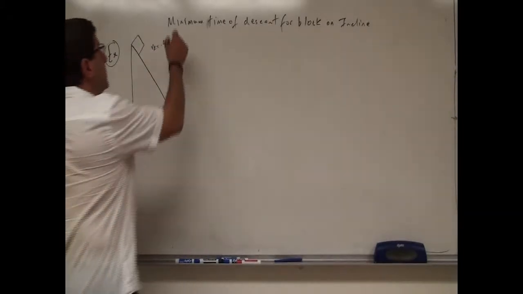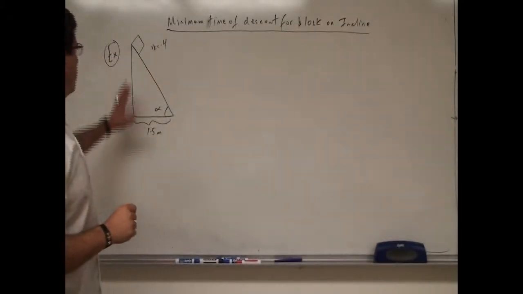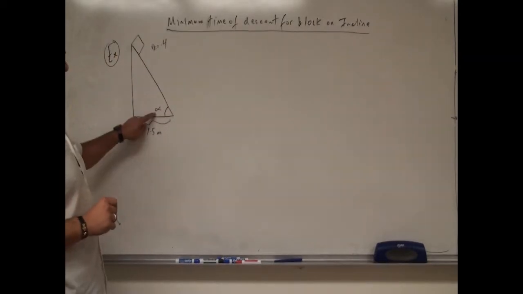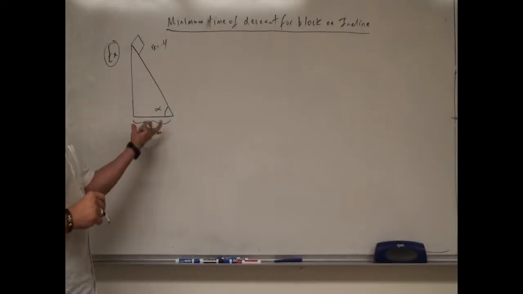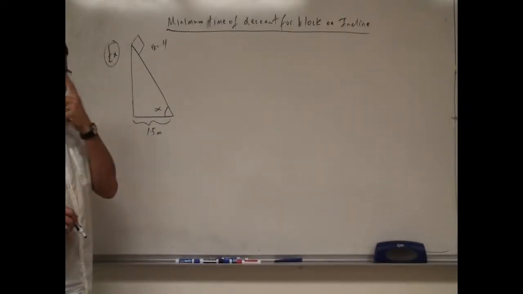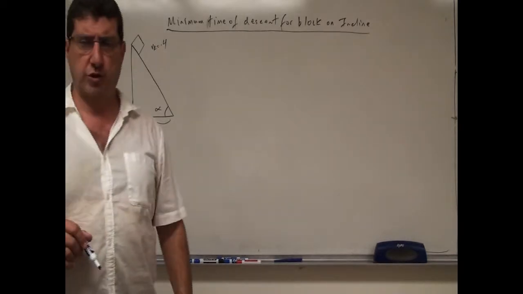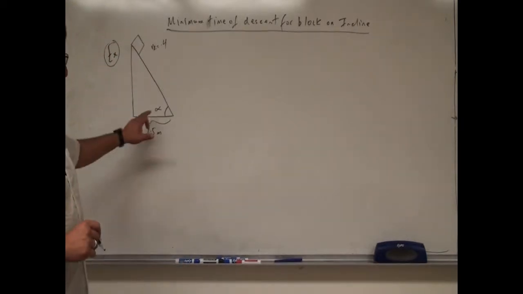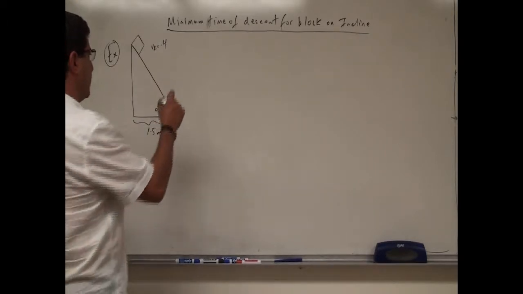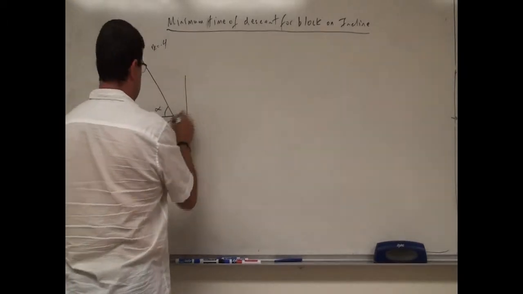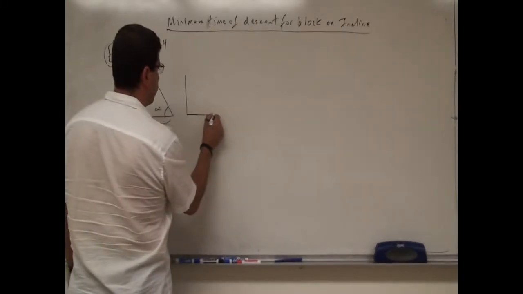The problem I'm going to do, I'm calling minimum time of descent for a block on an incline. So we have an incline here. The incline has an angle of alpha with respect to the horizontal. The base of the incline is 1.5 meters, and the coefficient of friction on the block is 0.4. So we have a choice of what we can make the angle. We could reduce the angle of the incline, but we still have to keep the horizontal distance 1.5, right?